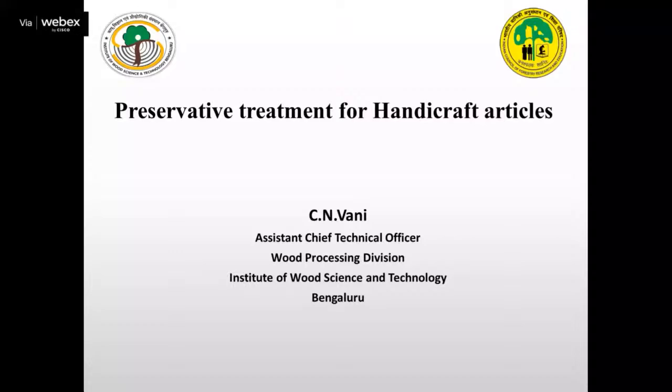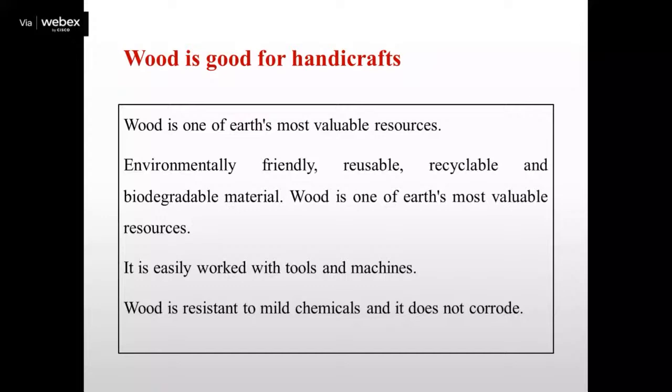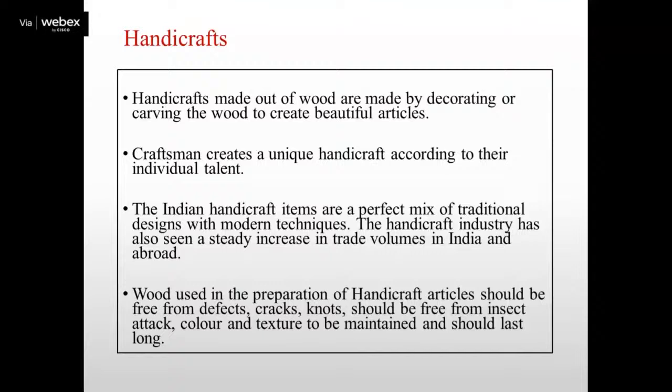So the previous experts have given a good introduction, no need to give more on the introduction part. And why wood is used for handicraft is it is easily worked with tools and machines, it is resistant to mild chemicals, and it does not corrode easily. So this is one of the best parts of wood. For handicrafts, they have given a good introduction. I will not go into details.